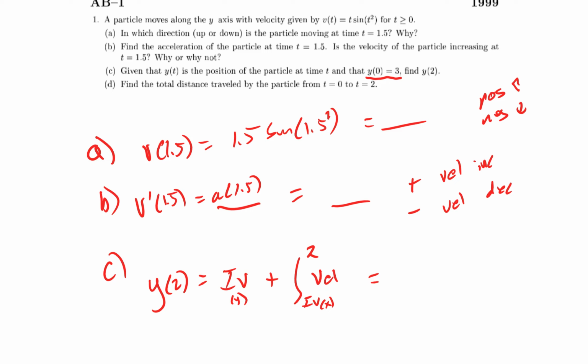So in this problem, my initial value is 3. And we're going to go from 0 to 2 of velocity. Plug that into your calculator, get an answer, and that's your position.